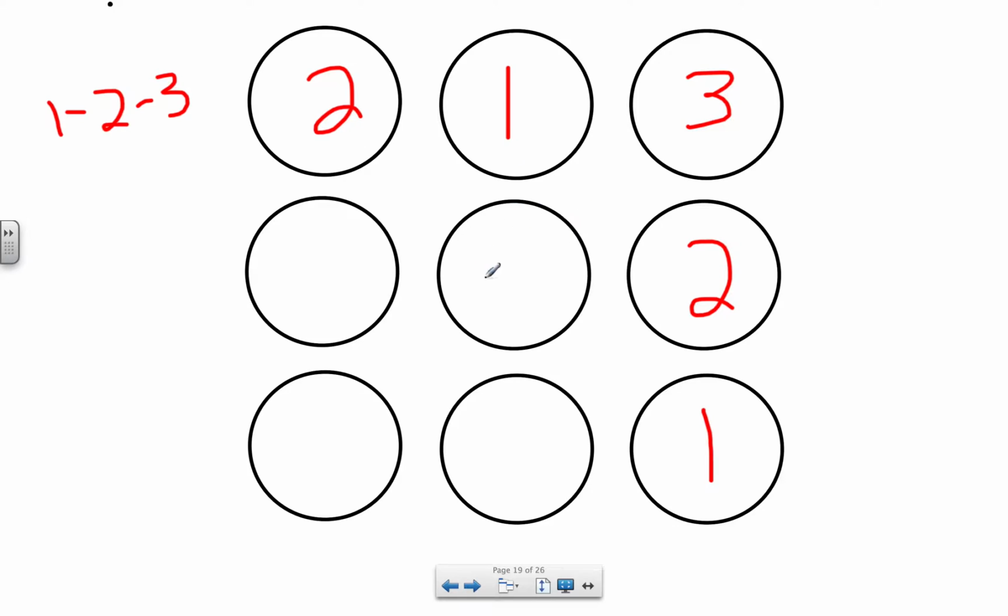Now you go to the middle circle right here. Looking up and down, you know it can't be a 1. Looking sideways, you know it can't be a 2, so it's got to be a 3. If this is a 1 and a 3, then this guy has to be a 2. If this is 1 and this is 2, then this one has to be 3. And if this is 3 and this one is a 2, then this one has to be a 1. So I ended up with a 1, a 2, a 3 in every row, a 1, a 2, 3 in every column. There's only one way to solve it, and this is it.